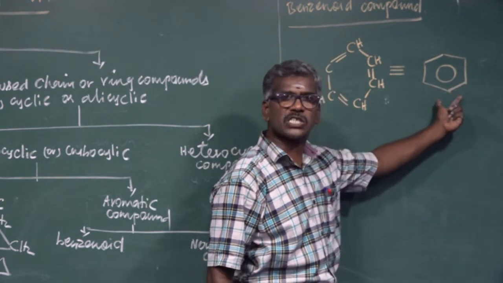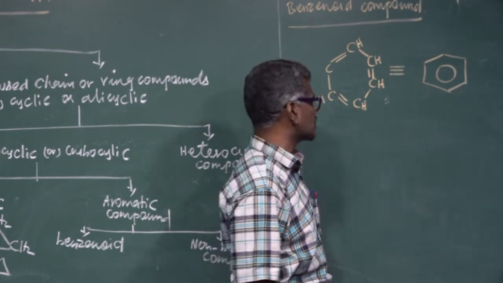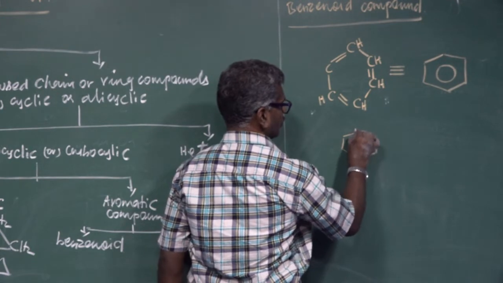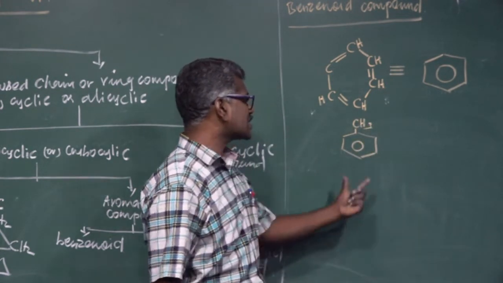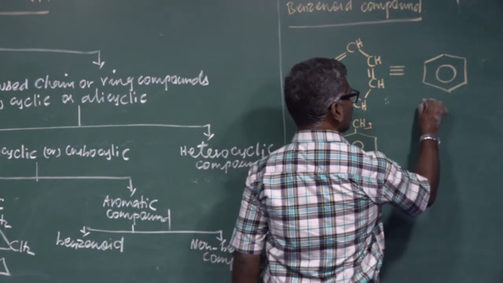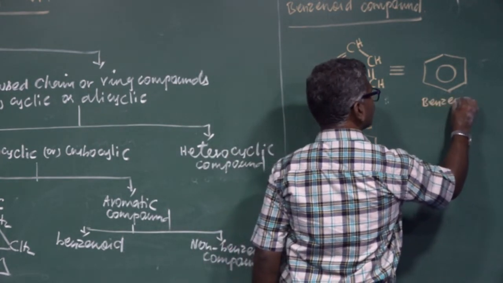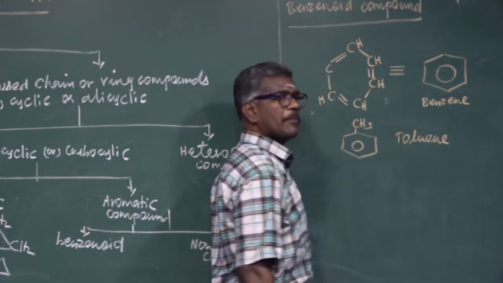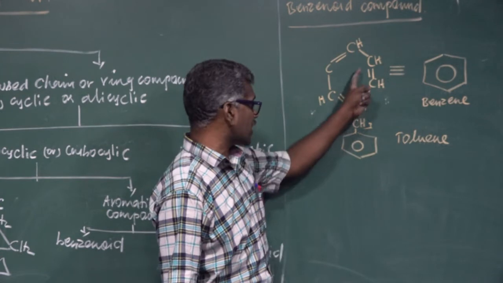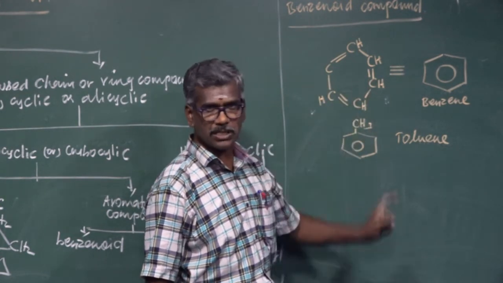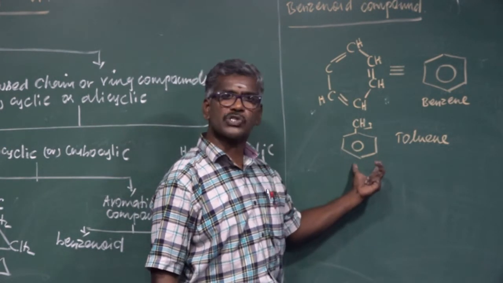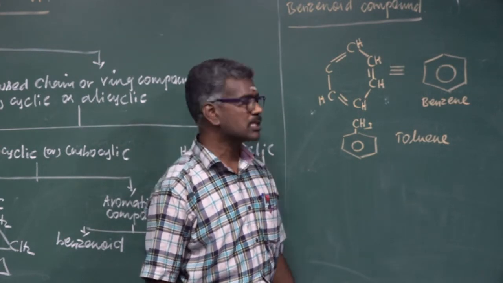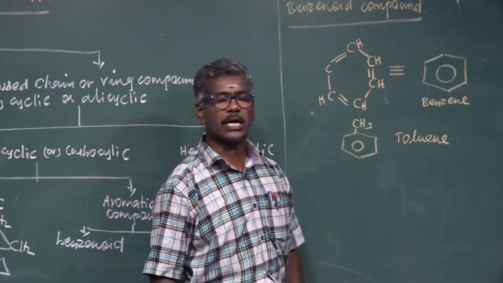This is the simplest aromatic compound. There is a benzene nucleus. Another one has a side chain. This is a side chain aromatic compound. This is called benzene. This is called toluene. In benzene, totally how many carbons are present? 6 carbons. How many hydrogens? 6 hydrogens present. Like that, for any compound given, find out the number of carbons and hydrogens; questions may be asked. These are examples for benzenoid compounds.